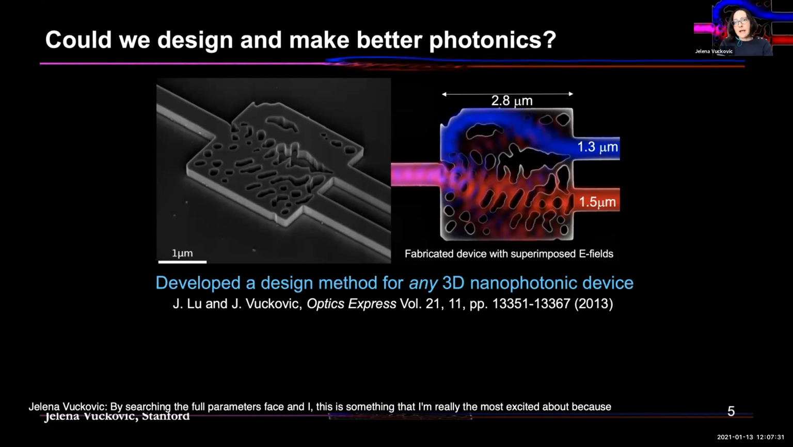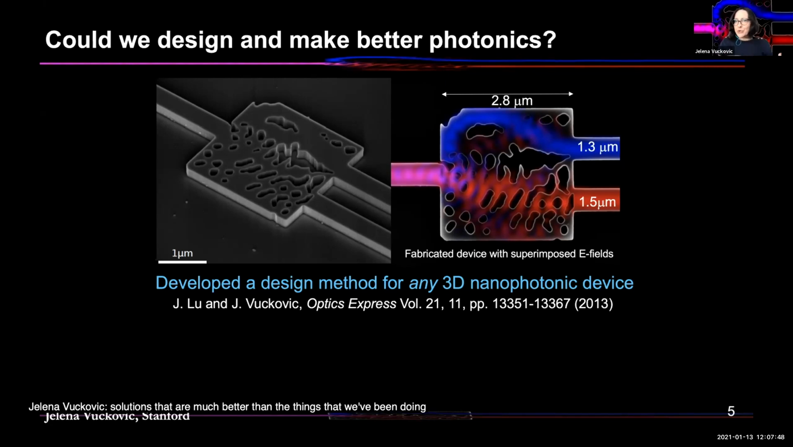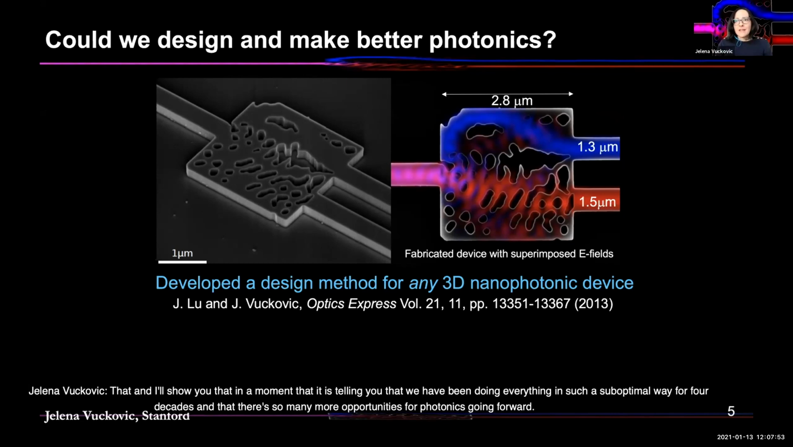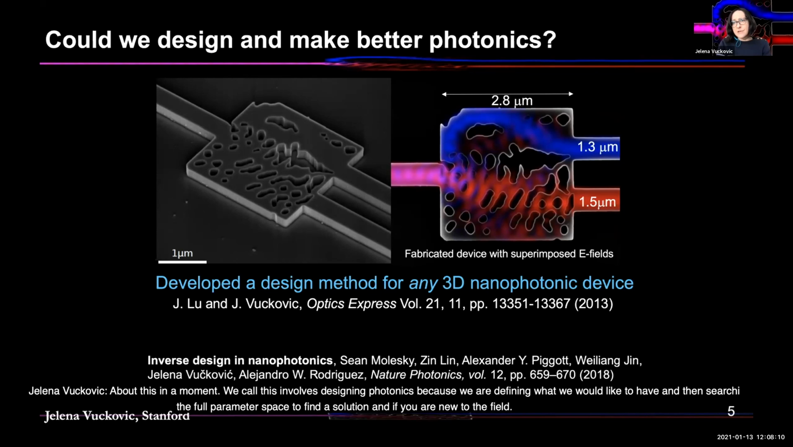parameter space. And this is something that I'm the most excited about, because everything that we've done so far has shown us that the parameter space is so rich that when you are searching through the whole parameter space of things that you can fabricate in 3 dimensions, you're coming up with so many solutions that are much better than the things that we've been doing. And I'll show you that in a moment. It is telling you that we have been doing everything in such a suboptimal way for decades, and that there are so many more opportunities for photonics going forward that we are not seeing because of the way we're doing things now. So I'll tell you about this in a moment.